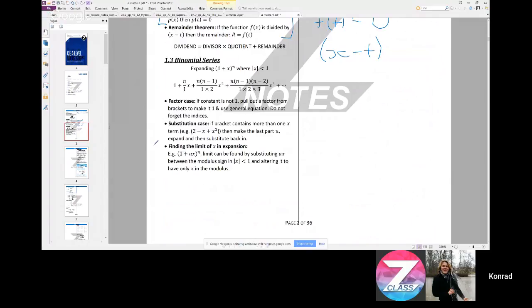I'm pretty good with partial fractions. I think I would like to go over partial fractions. I haven't really been looking at that particularly much, so I'm not sure how good I am with that. Binomial series, I should be quite okay with that. Okay, right. We'll talk about them both a little bit then.